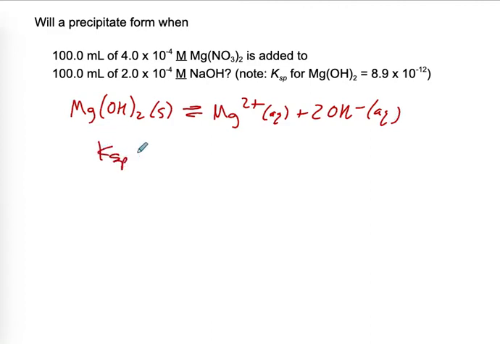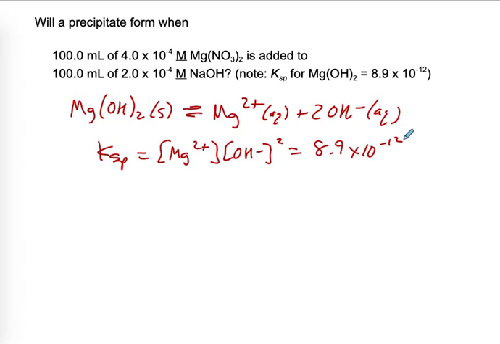for which the Ksp expression is equal to the concentration of magnesium cations times the concentration of hydroxide anions squared, for which we have the numerical value 8.9 times 10 to the negative 12. Now, what we're really asking is the following. After we combine these solutions and dilute the initially given moles of magnesium 2+ and hydroxide to a new final value, will the resulting concentrations of the magnesium cation and the hydroxide anion satisfy the equilibrium expression? Well, we're going to do that by calculating those concentrations and then plugging them into Ksp to see if we are at equilibrium or not.